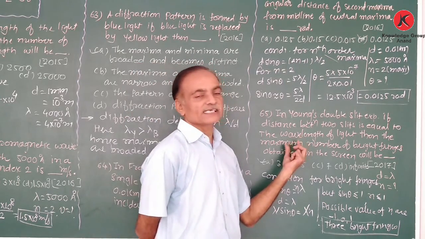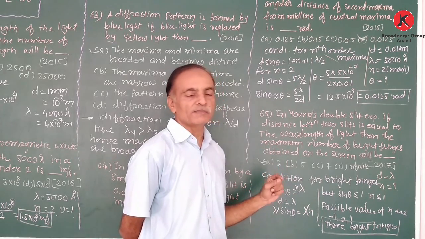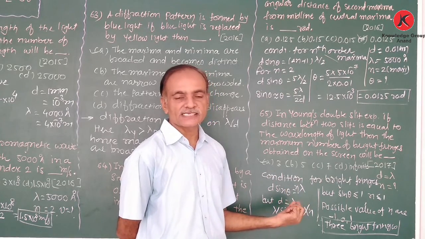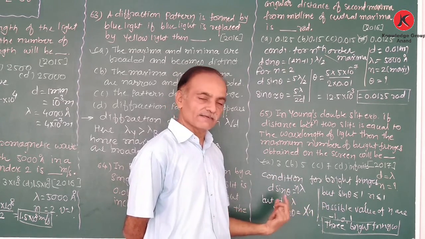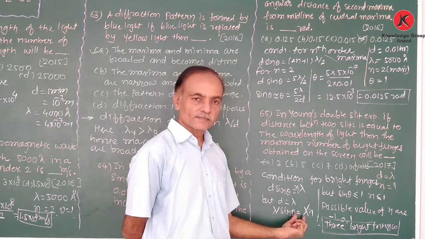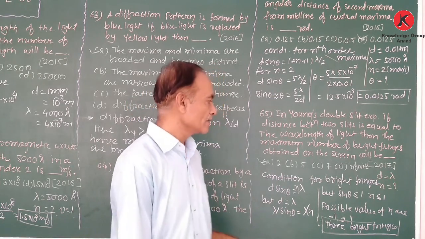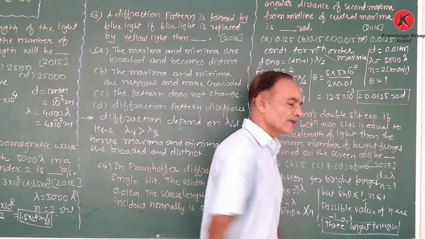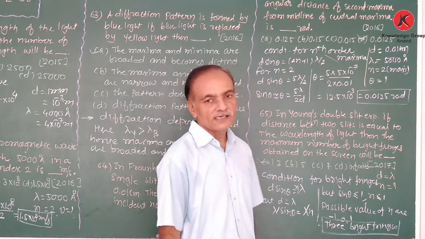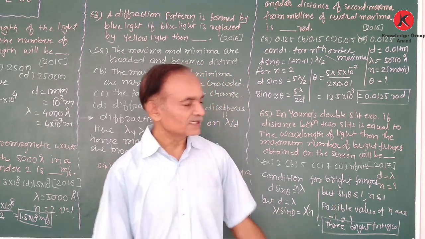Again, the width of the slit is equal to the wavelength of light used. So, what is the maximum number of black fringes obtained? For that purpose, the condition for black fringes is d sin theta is equal to n lambda. D is given as lambda, lambda cancels. Therefore, sin theta is equal to n. But we know that sin theta is less than or equal to 1. Therefore, n is less than or equal to 1. Therefore, the possible values of n are minus 1, 0 and 1. Therefore, 3 black fringes are obtained.